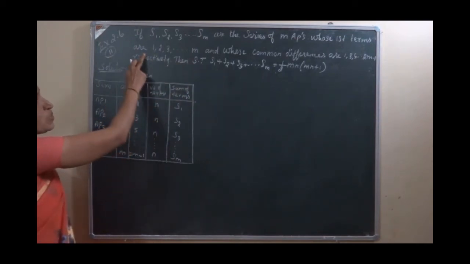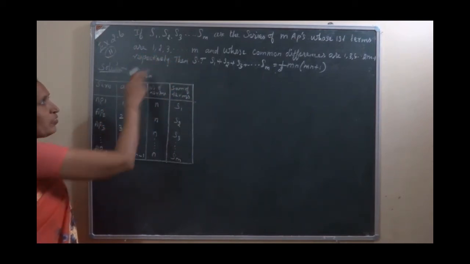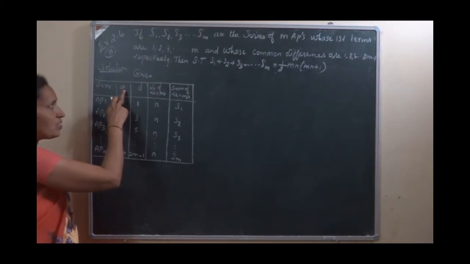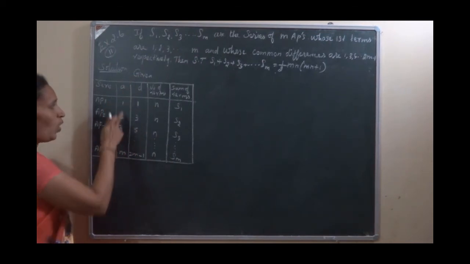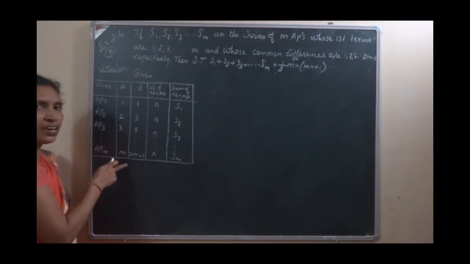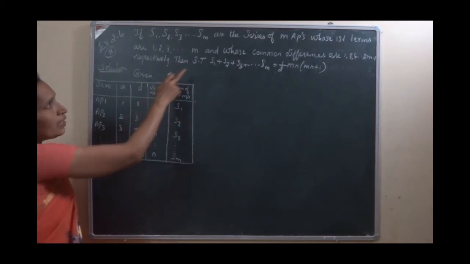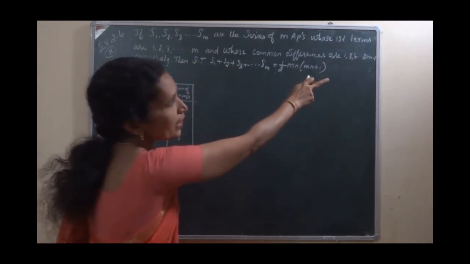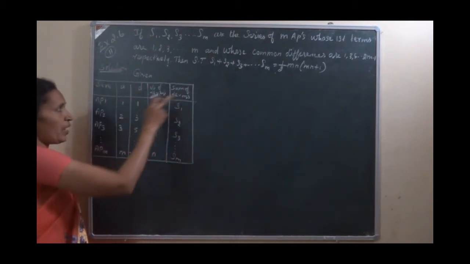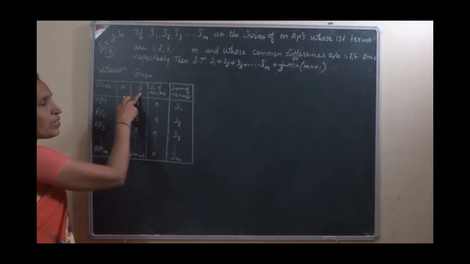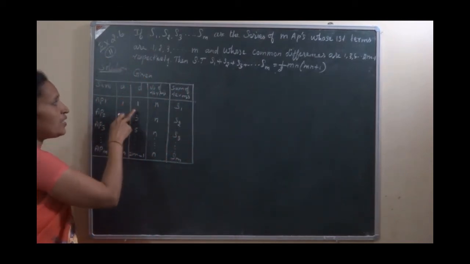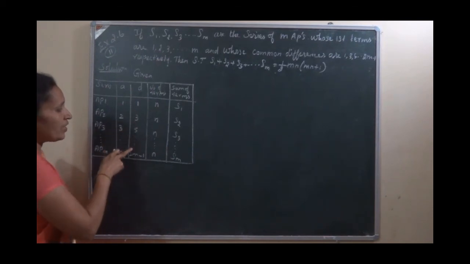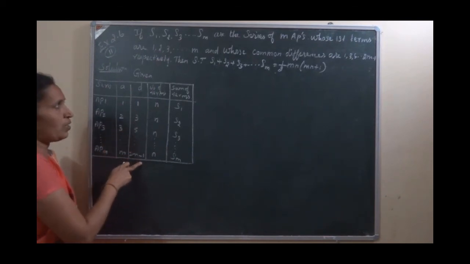whose first terms are 1, 2, 3, etc., m. First term we represent A. So A is 1, 2, 3, etc., m. And whose common differences are 1, 3, 5, etc., up to 2m minus 1. So common difference we represent D. So D is 1, 3, 5, etc., 2m minus 1.